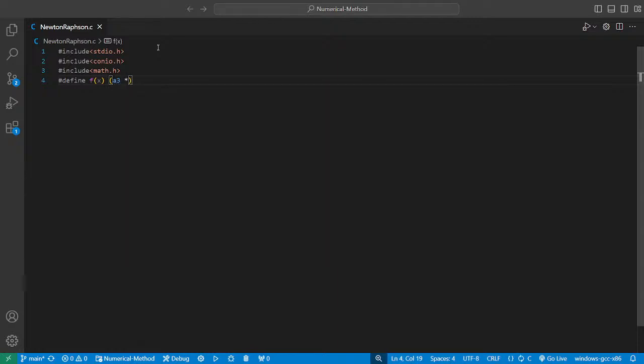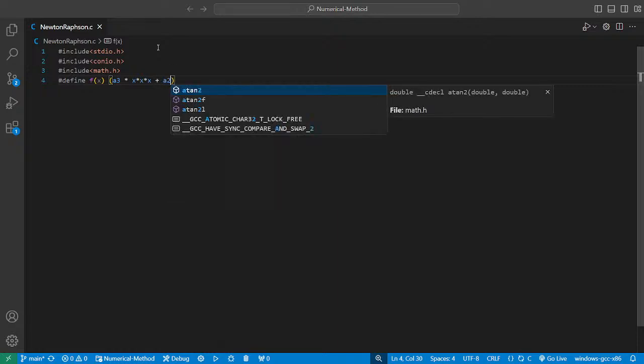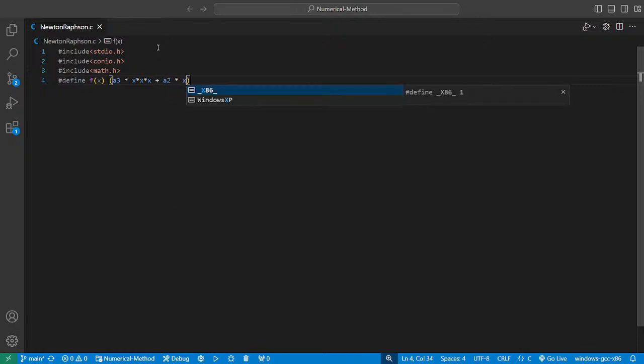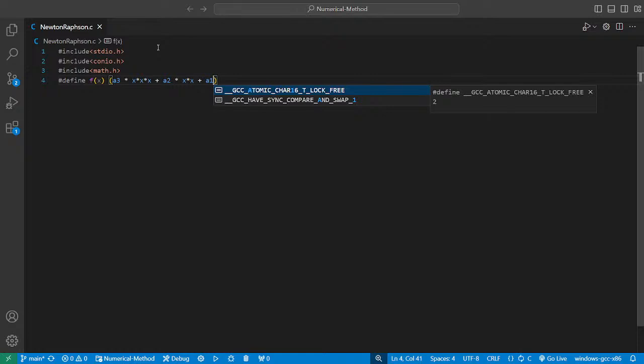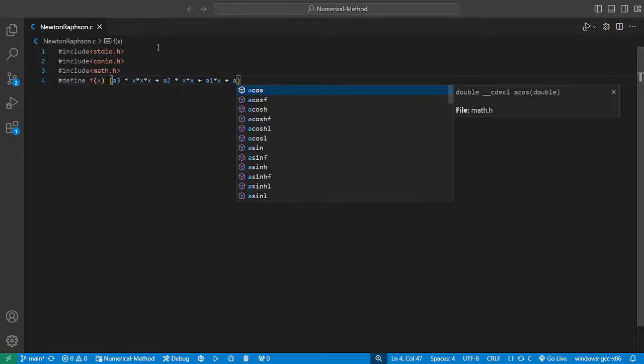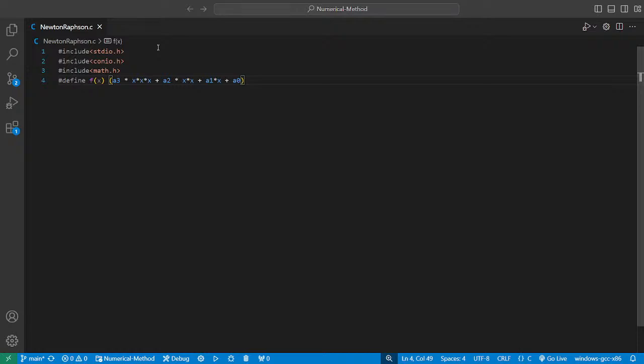That will be multiplied with x. That will be a3 times x cubed plus a2 times x squared plus a1 multiplied by x plus, at last, just keep a0. Okay, nothing more. So this is nothing but just defining the function.